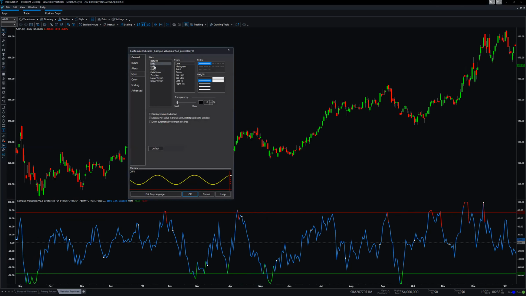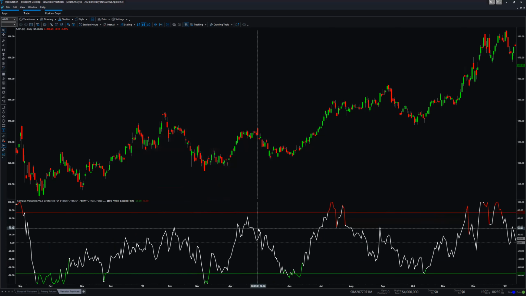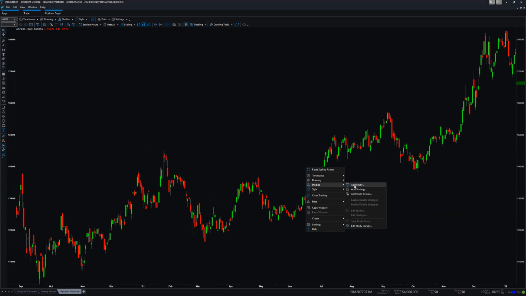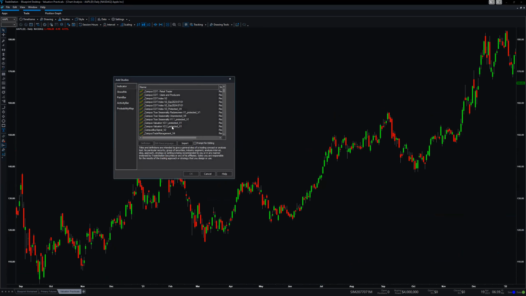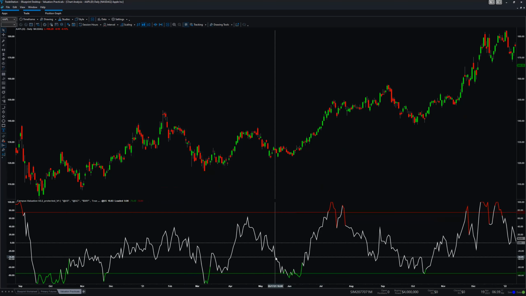It should show the same color on the inputs. I believe I didn't put a default here on the settings. So yeah, white and then 30. And now I forgot to put a default here. Okay. And now if I remove it and I add it back, now it will look the same all the time, right?